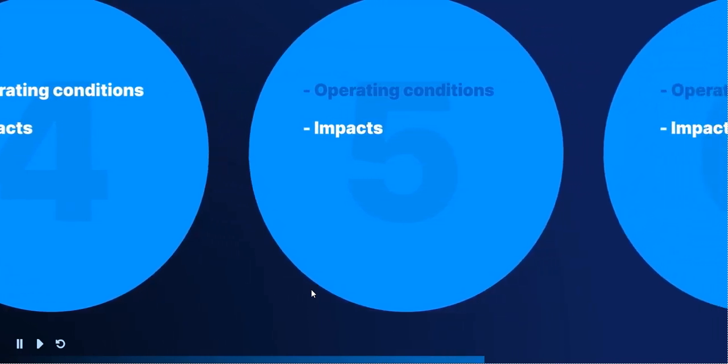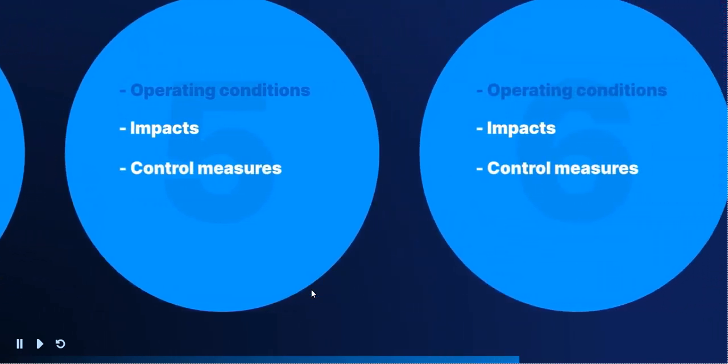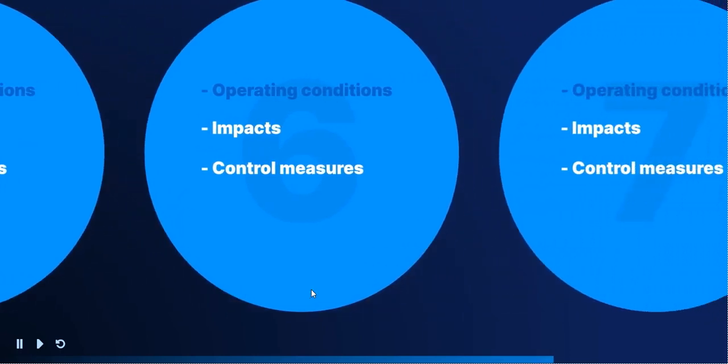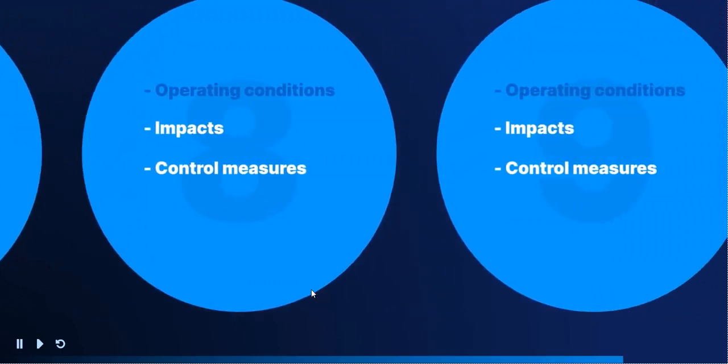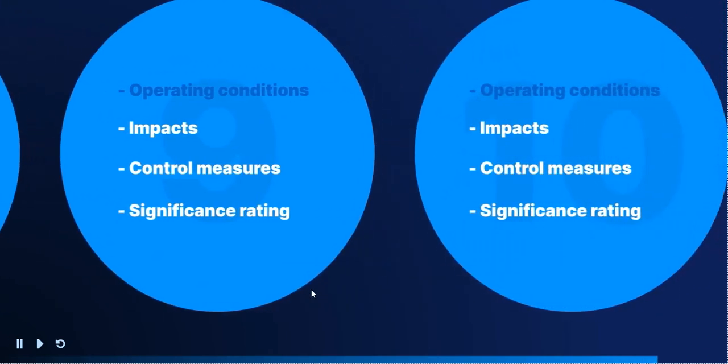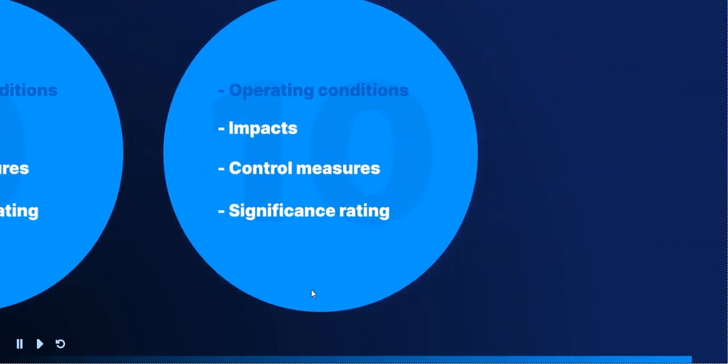It must also detail what control measures are already in place. And finally, to complete Part 2, each aspect must be provided with a significance rating and should include how the significance table has been used to generate this rating.